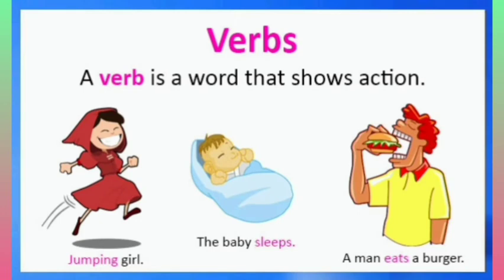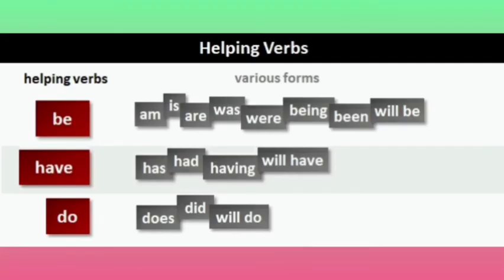A verb is a word that shows action. Jumping girl, jump, this is the action. The baby sleeps. Here the baby sleeps, sleep, this is the action, and this word sleep falls into the category of verb. A man eats a burger, the action of eating a burger. So the word eat denotes the action of eating, and this word belongs to the category of verb. Yes, now what is the main topic? Our main topic is the helping verb.